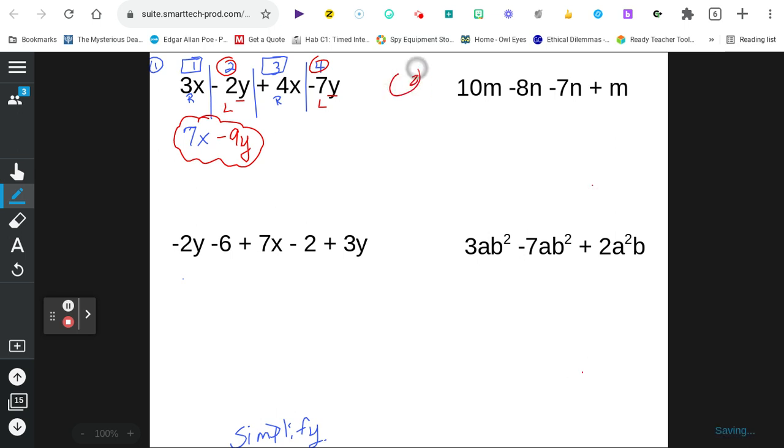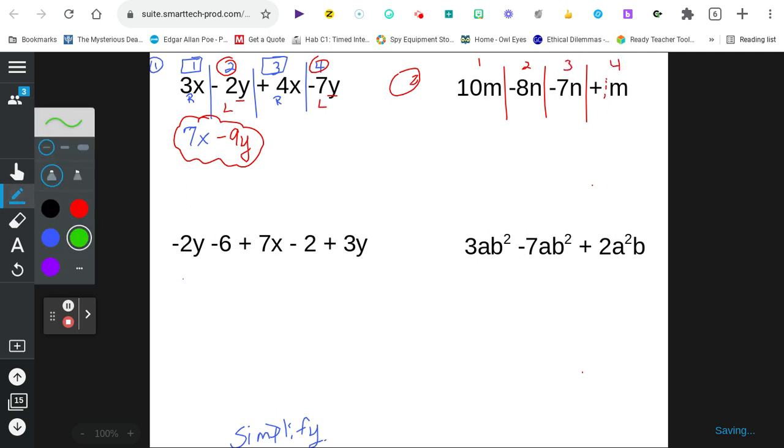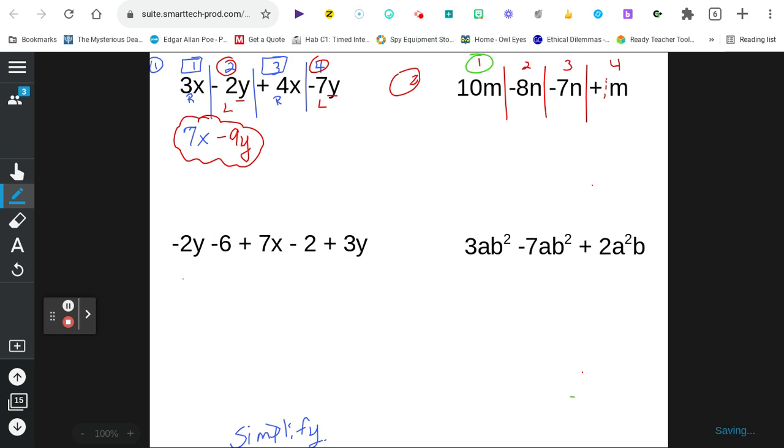I'm going to call this one number 2. Draw bars to separate, and put an imaginary 1 for that coefficient. That's term 1, term 2, term 3, and term 4. I will say that term 1 matches term 4. They both contain the variable m. Both of them go to the right. 10m plus 1m is 11m.